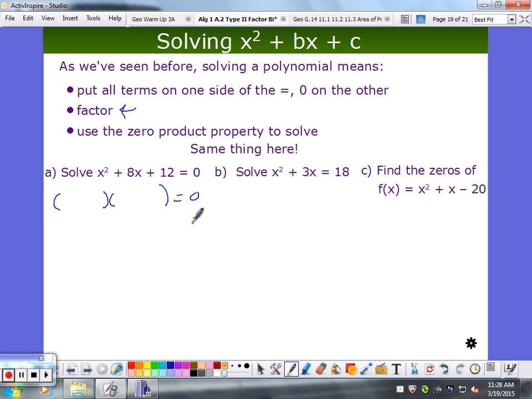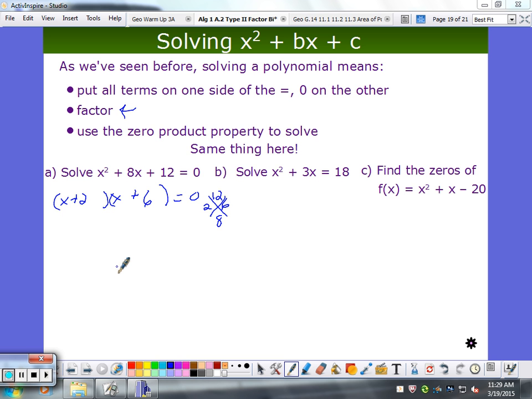Don't forget the equals 0. X and x. I need two numbers. They multiply to 12, but they add to 8. Let's see, is it 1 and 12? 2 and 6, right? Multiply up, add down, so that's a plus 2, and that's a plus 6. Do we understand why I'm here?